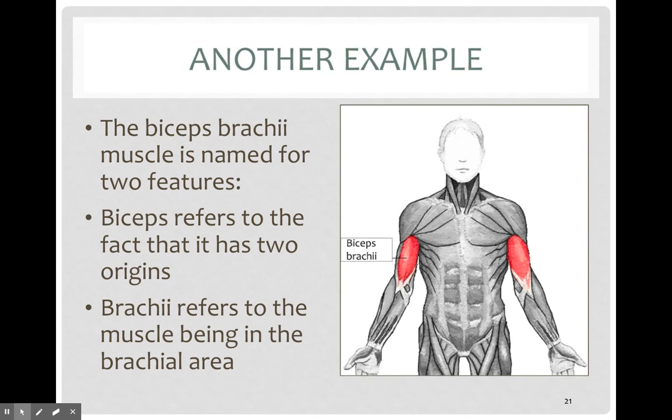Another example is your biceps. The biceps brachii is named for two features. Biceps refers to the fact that it has two origins, like we talked about earlier, and brachii refers to the muscle being in the brachial area. If you remember when we were talking about brachial areas in our terminology in Unit 1, right, that refers to your arm. So the brachii refers to the fact that it's in the brachial area. Biceps refers to the fact that there's two points of origin.